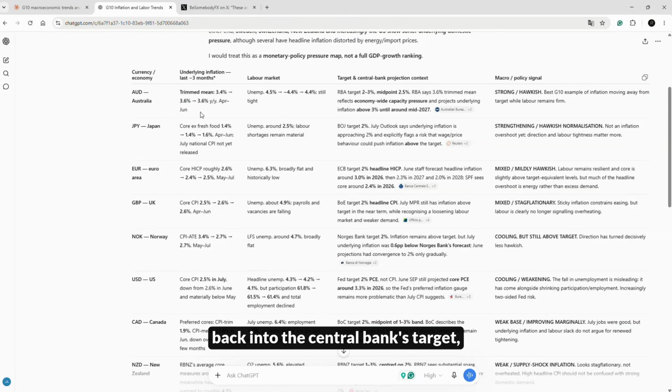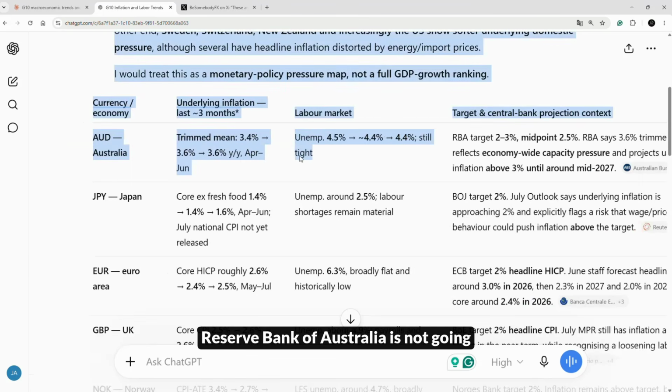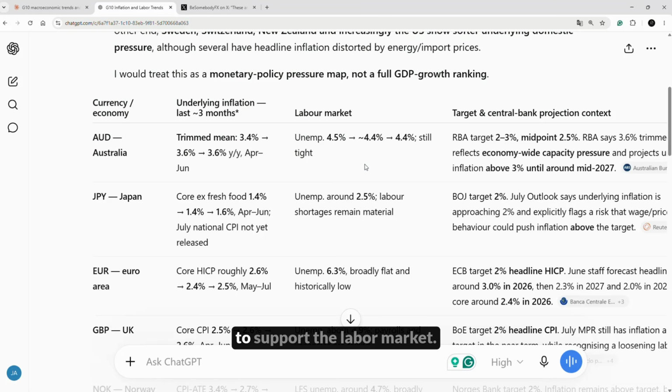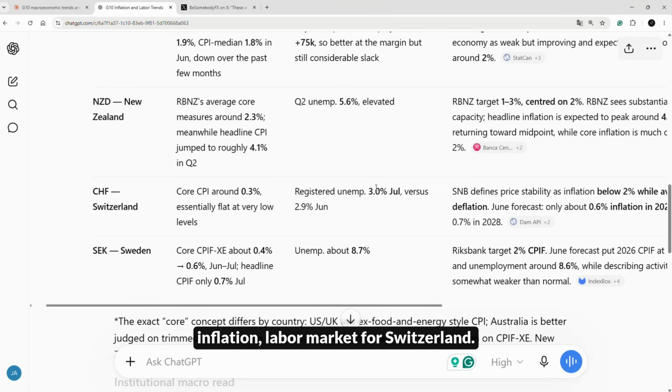But that's context, and context can change because if inflation from Australia, for instance, starts to print back into the central bank's target, well, the central bank is not going to need to be hawkish anymore. If the unemployment rate actually decides to start weakening, well, the Reserve Bank of Australia is not going to need to stay hawkish anymore. They're going to maybe have to support the labor market. So you have to understand things here. We understand the context is this: inflation, labor market for Australia, and inflation, labor market for Switzerland. The Reserve Bank of Australia is going to need to keep interest rates high. Switzerland is going to need to keep interest rates low. As long as that's true, the trend continues. But as soon as there's something that threatens that fundamental pillar behind the view, well, things change.